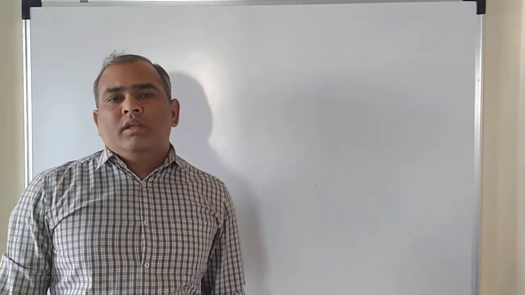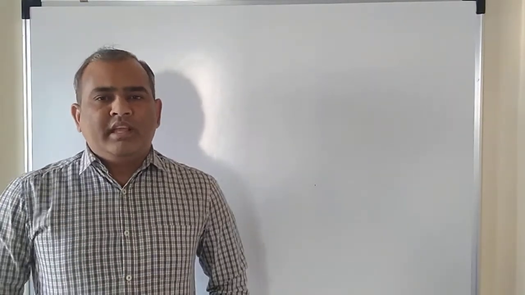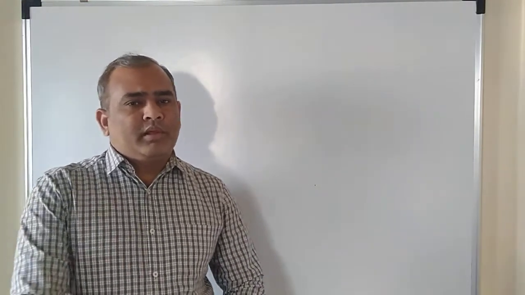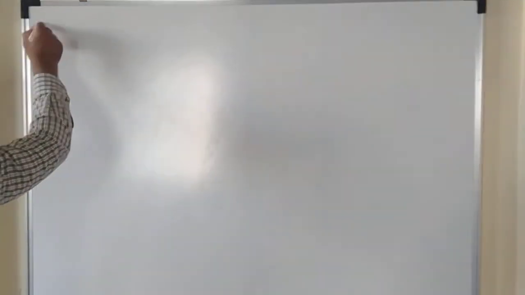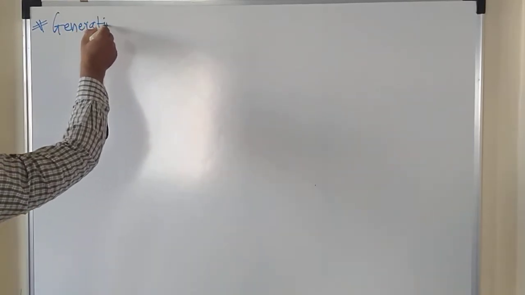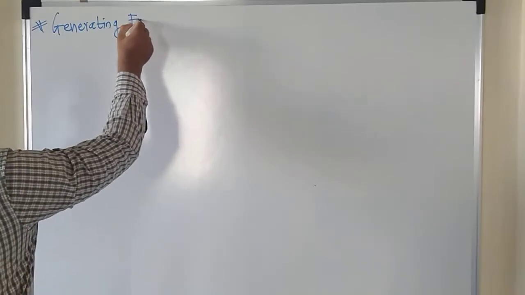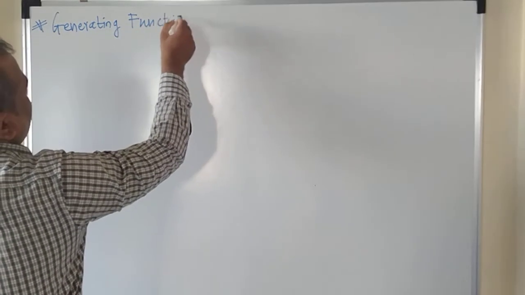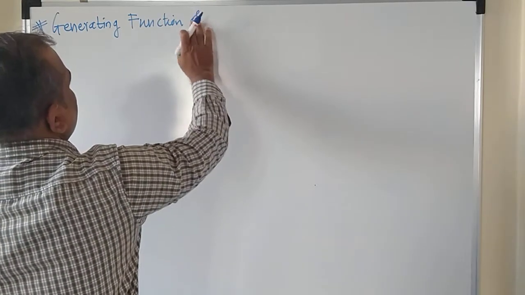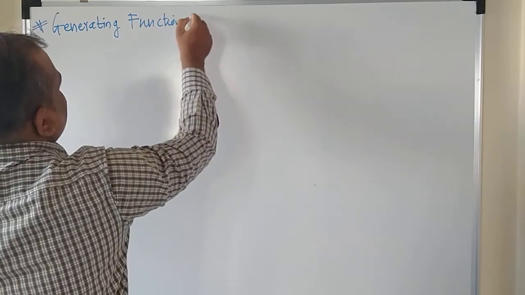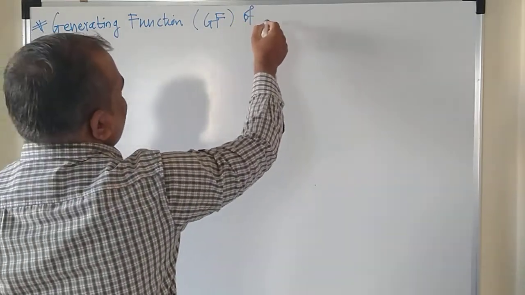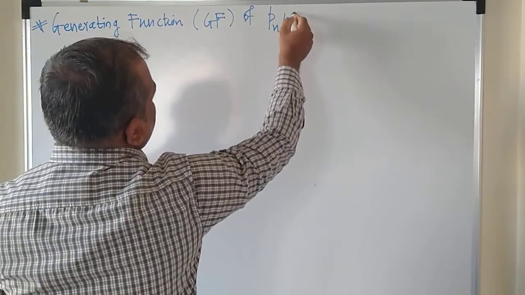Hey, good morning students. Now in today's video we are going to start the next topic of the Legendre polynomial, that is the generating function of the Legendre polynomial. Let me indicate generating function by the short form GF. The generating function of the Legendre polynomial is indicated with the letter Pn of x.